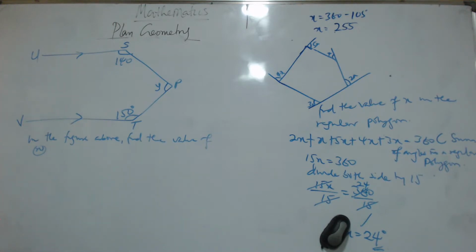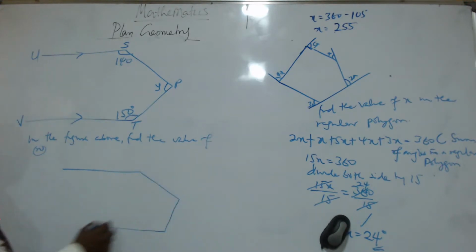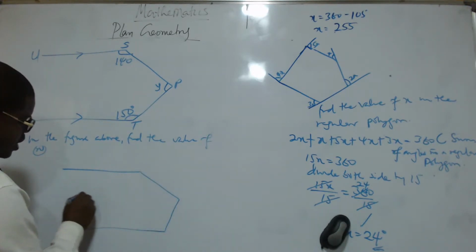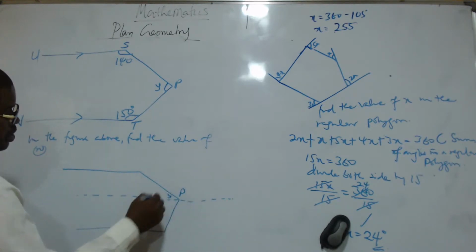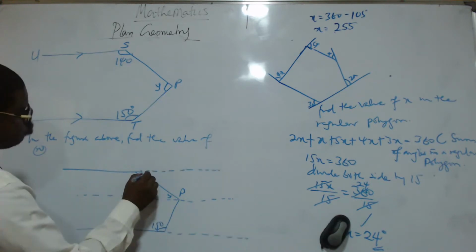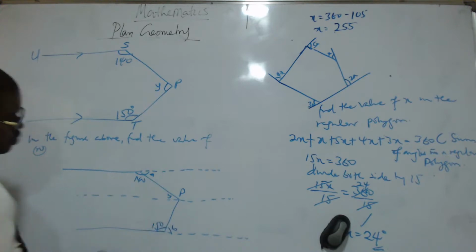Okay, so find the value in the figure above. Find the value of X. We said extend the line. Extend the line. Name your angles A and B. So A plus 140 equals 180 degrees.